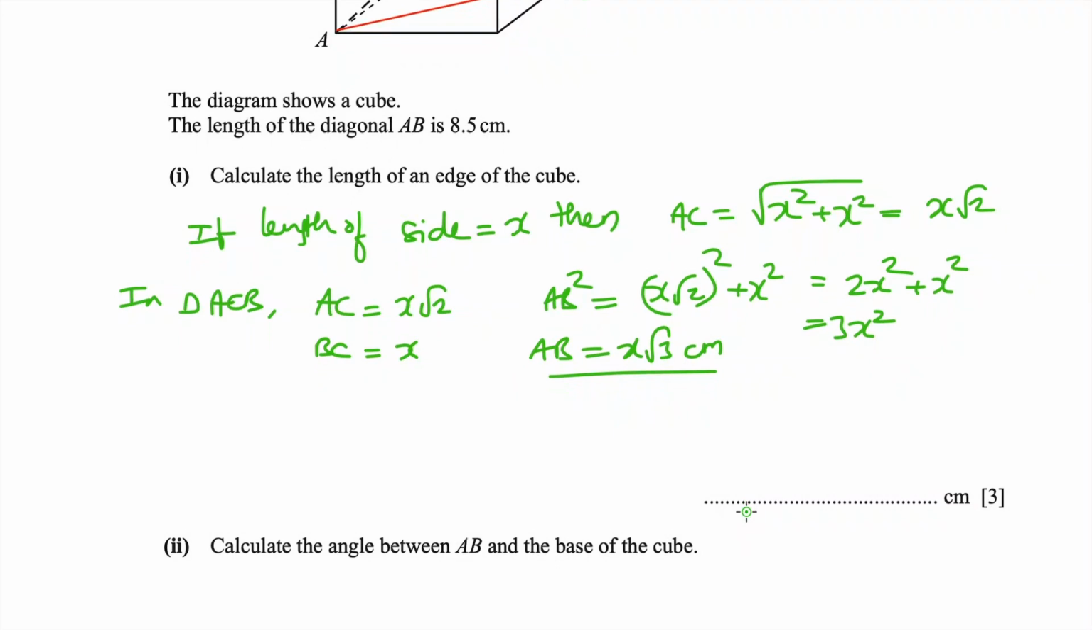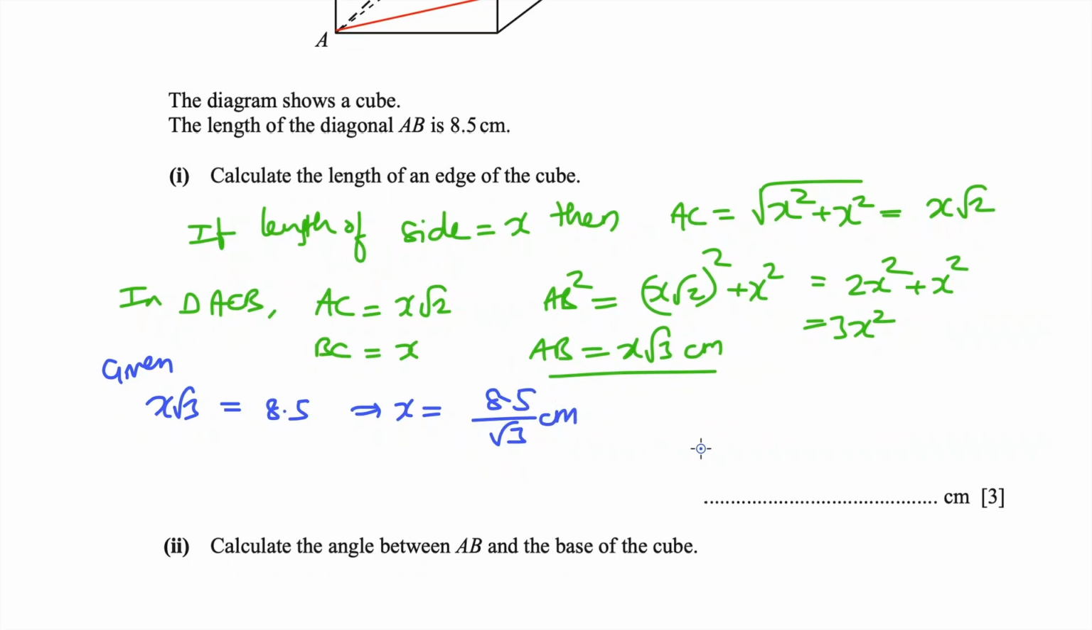Now what do we know? It is given that the length of the diagonal AB is 8.5 centimeters. So x root 3 is equal to 8.5. That implies x is equal to 8.5 divided by square root of 3 centimeters.